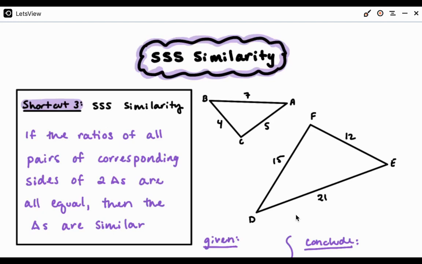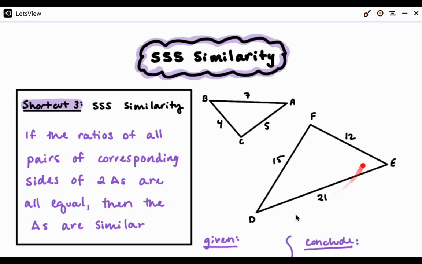All right, our third and final triangle similarity shortcut theorem is side-side-side similarity, or SSS. This says if the ratios of all pairs of corresponding sides of two triangles are equal, then the triangles are similar. So this is saying if you know the lengths of all the sides on two triangles and you do the ratios of all the corresponding sides, you always get the same number, then the triangles are similar.